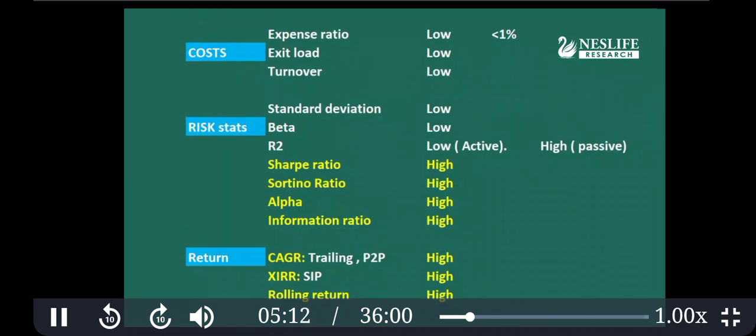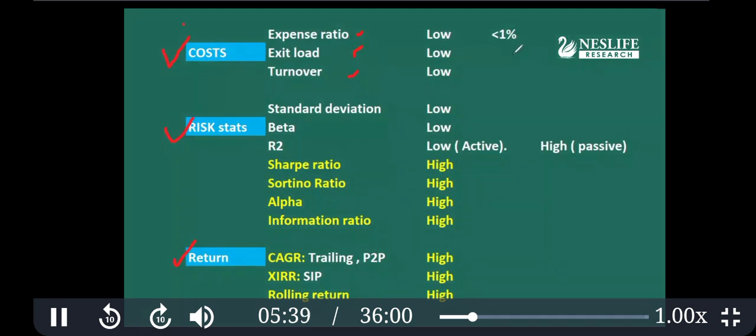This is the most crucial part, the measurement objective part, that you have to understand and analyze. Remember the headings: cost, risk stats, and return. Under cost, this is the expense ratio. Our objective is to have lower expenses. Exit load should be low. Turnover should be low, because turnover means rapid churning of the portfolio, which can increase the cost. So this should be low.